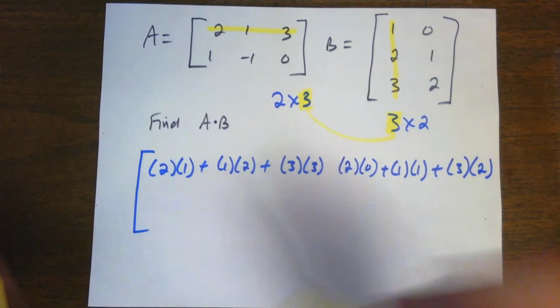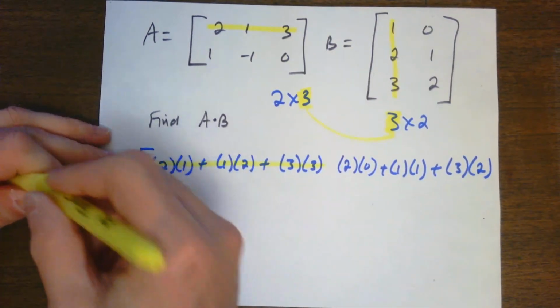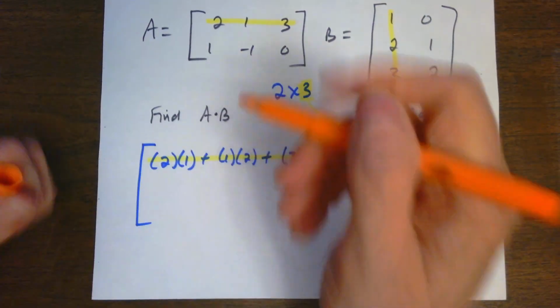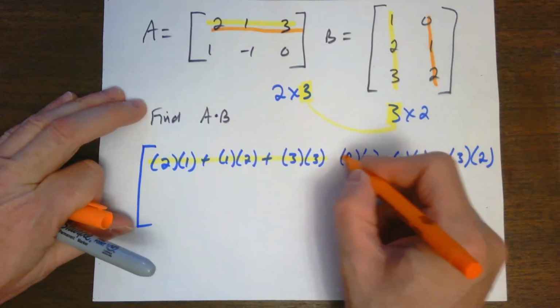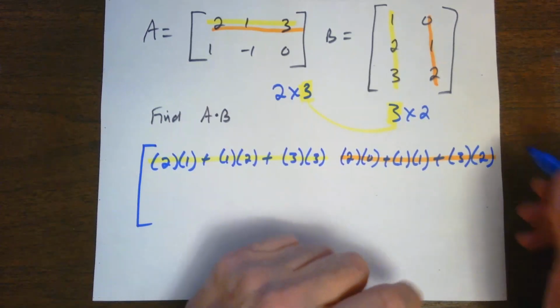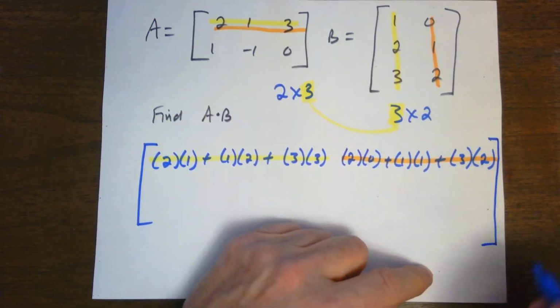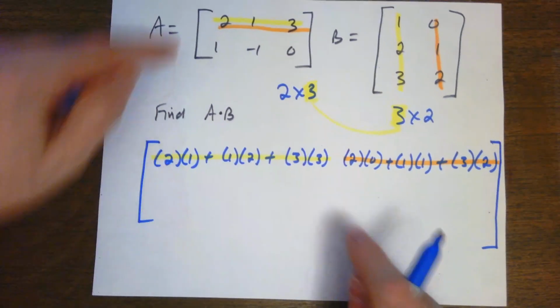So first row times first column gives me the first row, first column entry. First row times second column gives me the first row, second column entry. Let's keep going. Second row times first column, second row, first column entry.